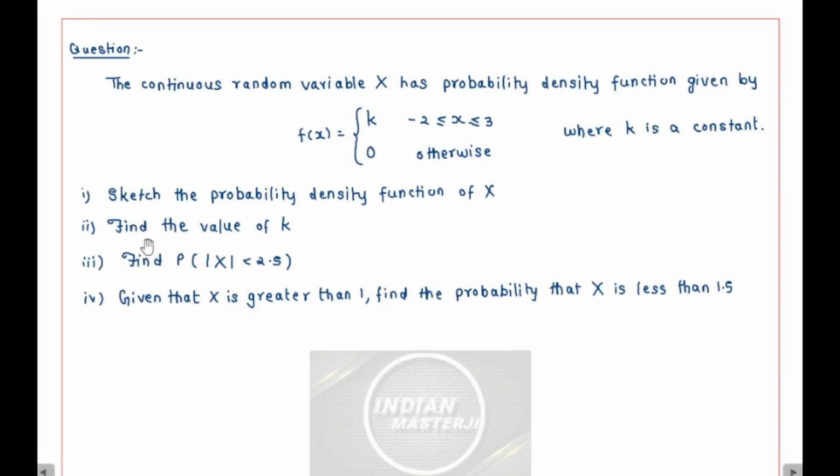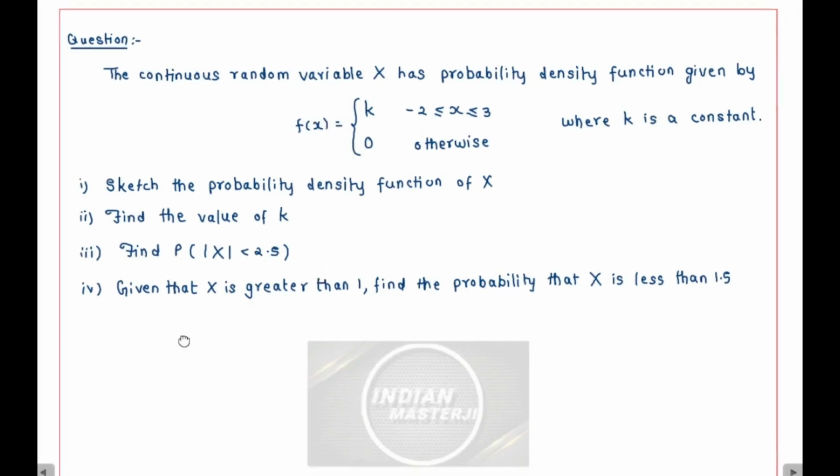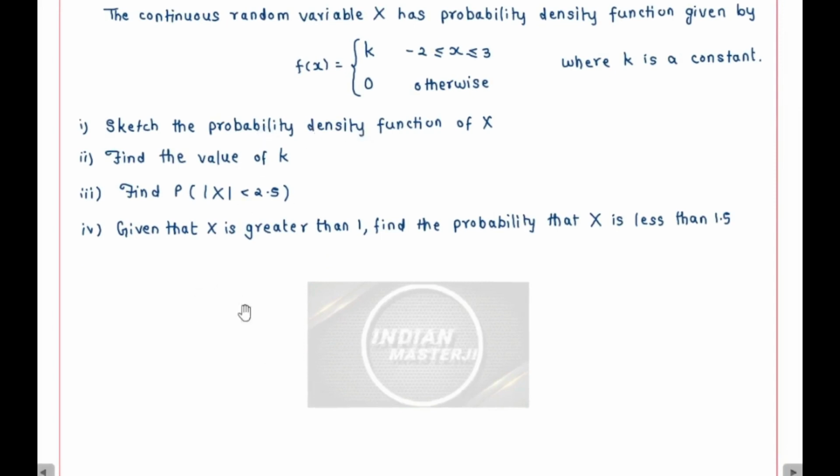And what's the first part they are asking? They are saying sketch the probability density function of x. So that means they are telling you to plot this particular graph, y is equal to f of x. So what do we know about probability density function of x? That the graph of y is equal to f of x will always be above the x-axis. That means f of x cannot take negative values. It cannot go below the x-axis. Second thing, the total area under the curve of f of x is always equal to 1.